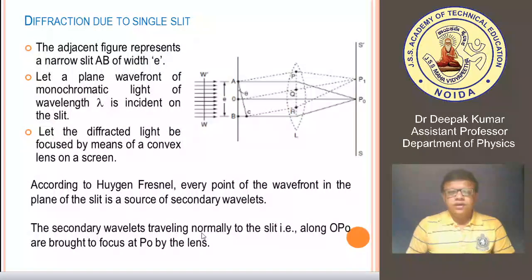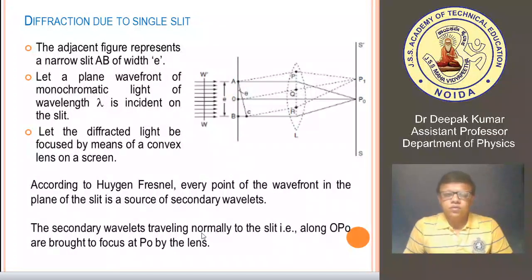Diffraction due to a single slit is basically an interference pattern obtained on the screen whenever light passes through a single slit, and as per the conditions of diffraction, the width of the slit must be of the order of the wavelength. In this figure, we have considered a slit AB of width e, where e is of the order of the wavelength, and a plane wavefront of monochromatic light of wavelength lambda is incident on the slit. Because this diffraction is of the Fraunhofer type, the incident wavefront must be plane.